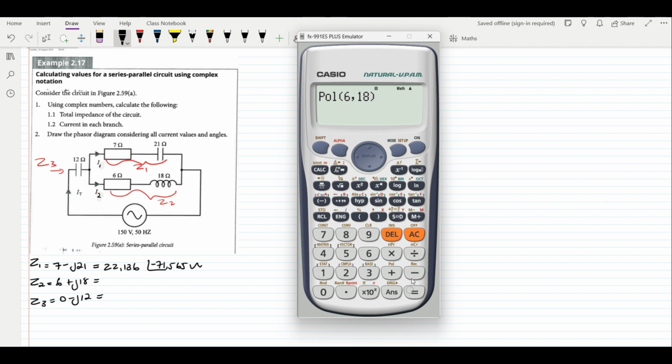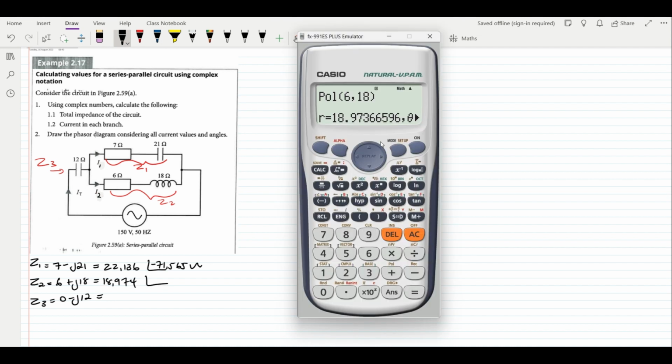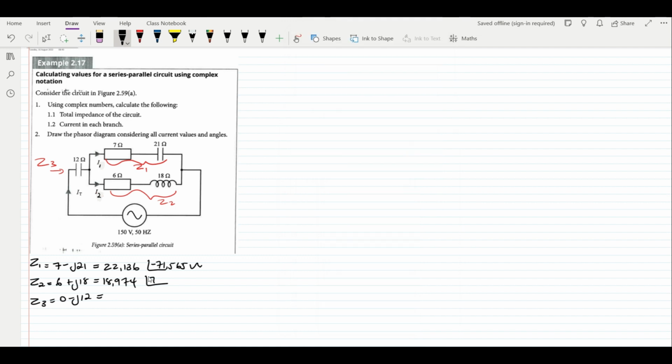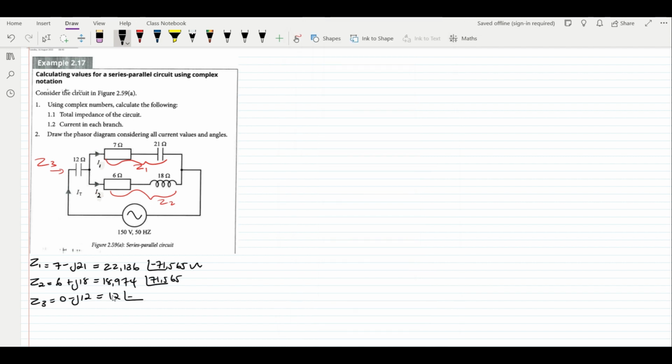We go ahead and convert the other one to polar form, which is 6 plus J18. We get 18.974 at an angle of 71.565. And then lastly, we look at Z3. We don't have to convert Z3 because it is already in a series combination. However, just in case, we have 12 cis negative 90 degrees ohms.